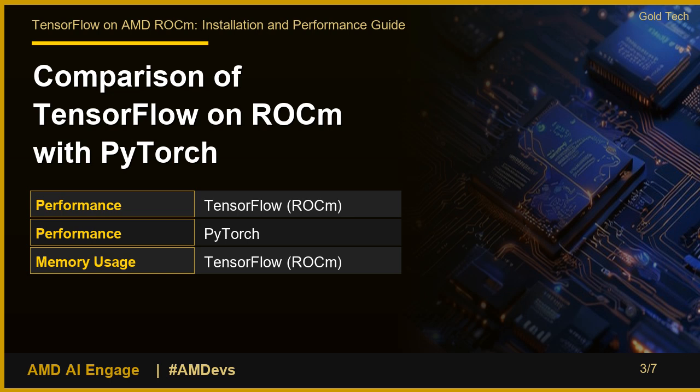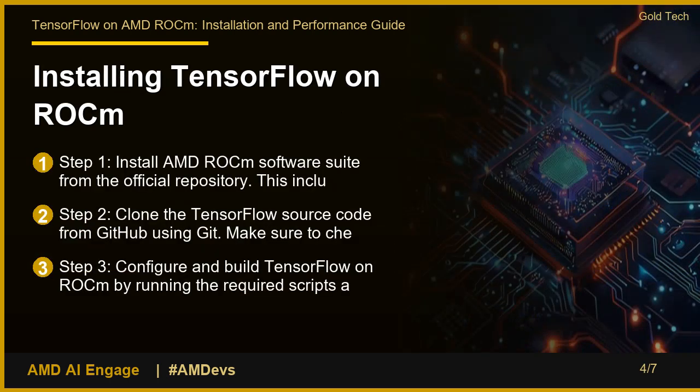To get started with installing TensorFlow on ROCm, you need to follow these 3 steps. First, install the AMD ROCm software suite from the official repository. This includes the ROCm driver, compiler, and runtime environment. Next, clone the TensorFlow source code from GitHub using Git. Make sure to check out the branch corresponding to your ROCm version.